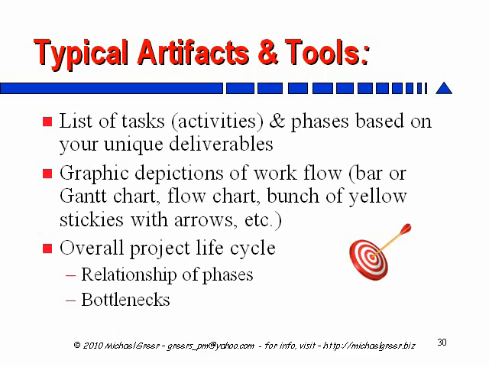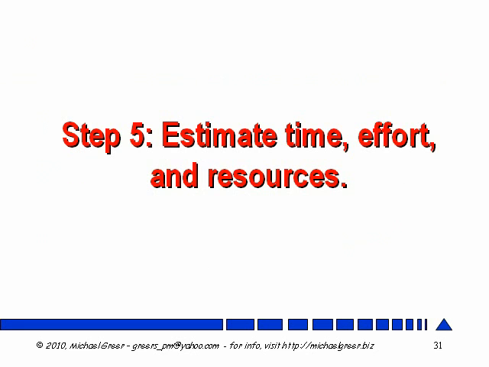Figure out what you need to do to complete the work products. Identify your tasks and phases. In summary, it's a list of tasks or activities and phases inspired by your unique deliverables. It's a graphic depiction of the workflow among those tasks, whether it's one of those waterfall charts or a flow chart or whatever. And it's a description of the overall project life cycle, the relationship of one phase to another, and naming any bottlenecks.